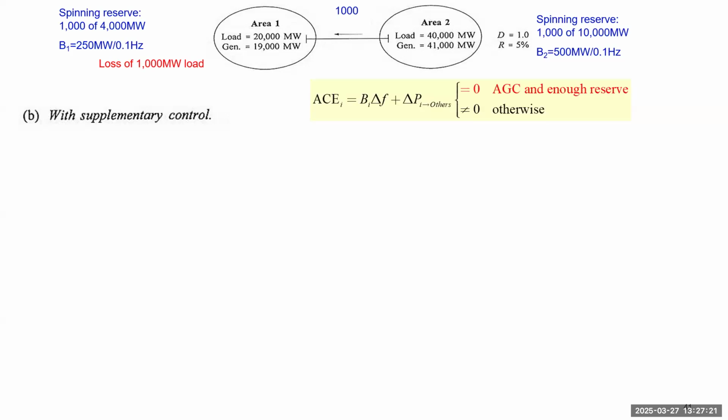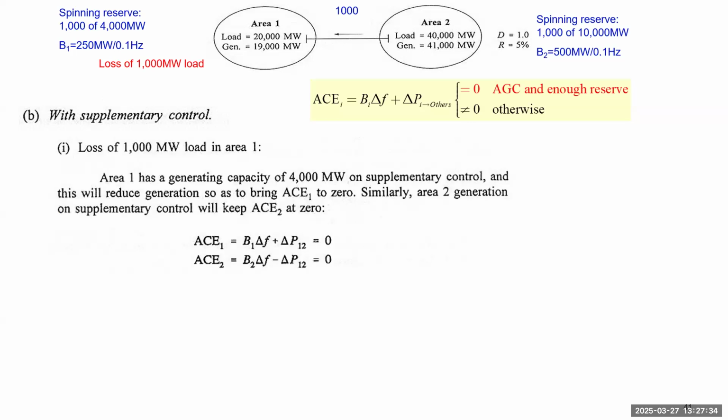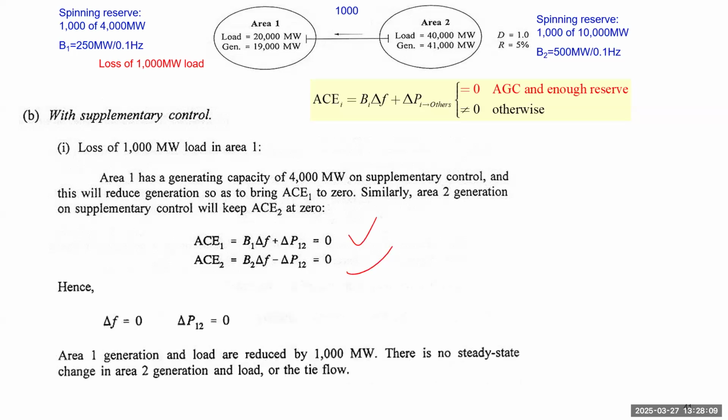So for question 2, we need to add AGC. We keep this formula in mind, so that we can decide whether we can eliminate this ACE value. We still consider loss of 1,000 megawatt load in area 1. Because for a load decrease, it doesn't impact the spinning reserve. As long as the generation has enough room higher than the lower limit, you can simply decrease the generation to balance the load. Which means we can easily make ACE for both areas be 0, and the frequency doesn't change. Thailand flow doesn't change. So this is simple.